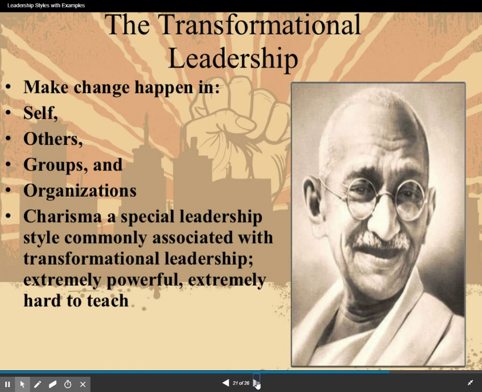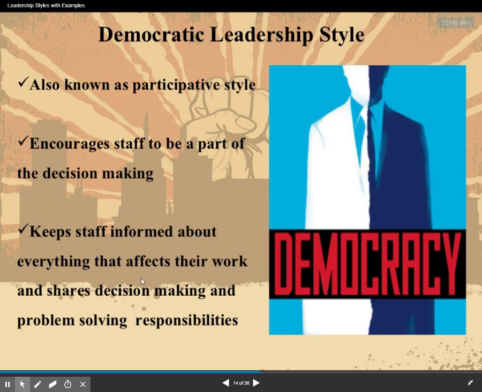Transformational leadership. Now, this is basically where whenever things need to change with a group, an organization, you need to help others change. You need to change yourself even. Charismatic leaders are usually transformational leaders. And what they're doing is, they're usually kind of hard to teach. They're really charismatic. They really tend to be kind of powerful. But they tend to be able to take a situation and turn it around. I mean, that's basically what a transformational leader is doing.